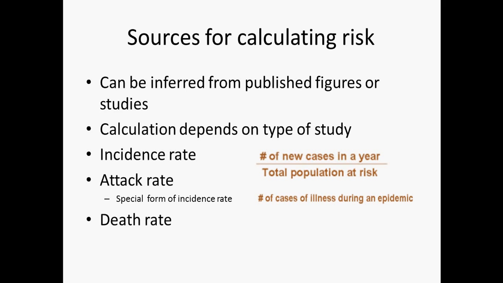The next one is death rate. Death rate is nothing but the number of deaths in a given year over the total population. So these are the sources from which we can calculate risk, and these are the different types of rates which we have seen that help with calculations.